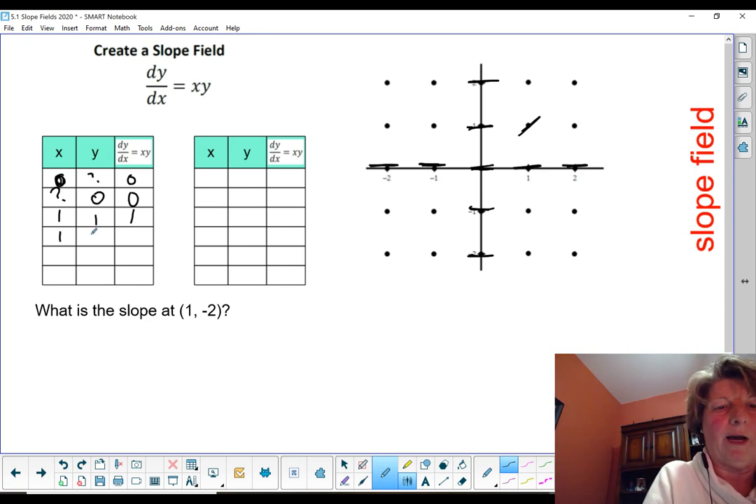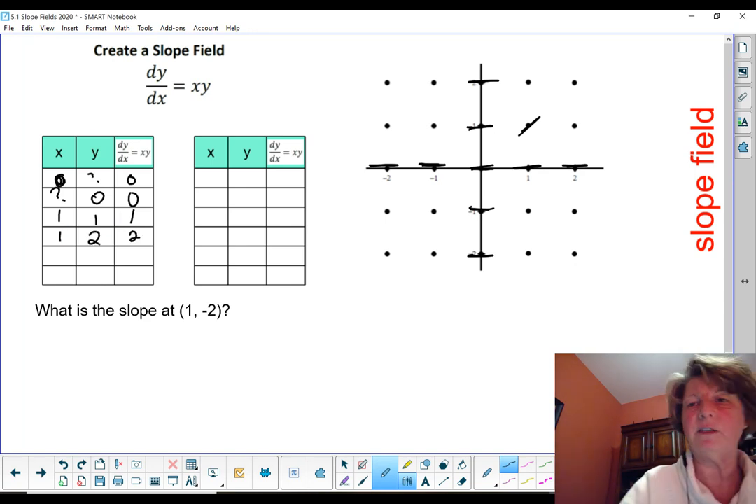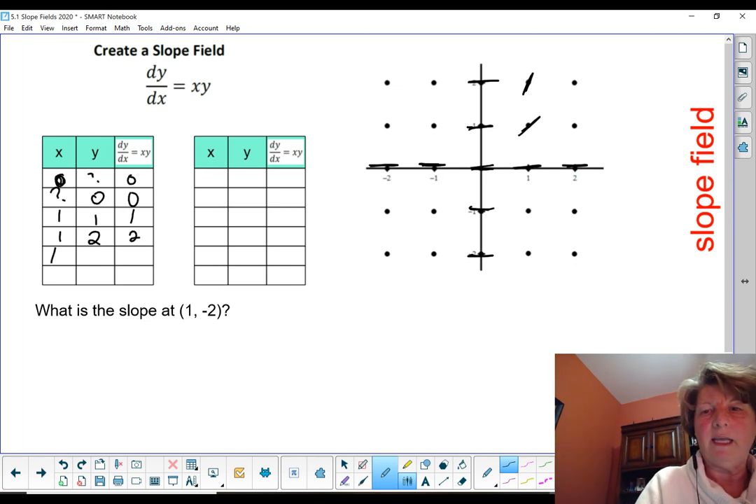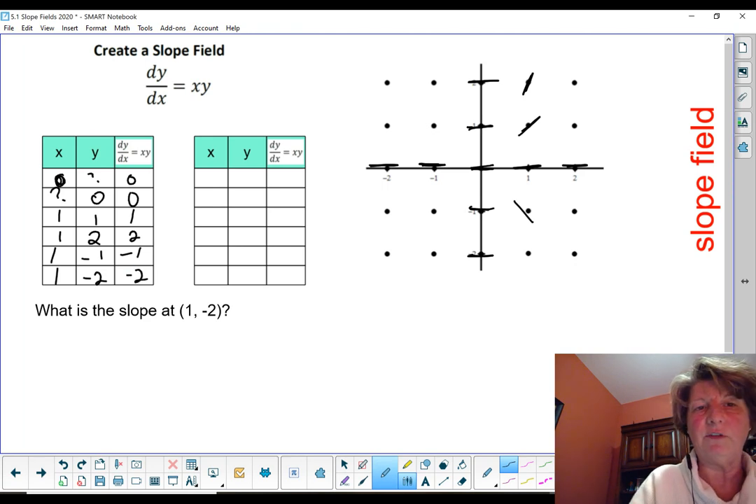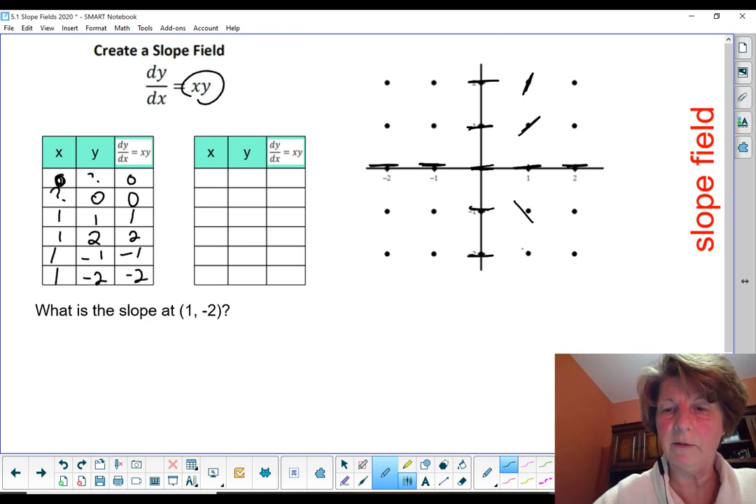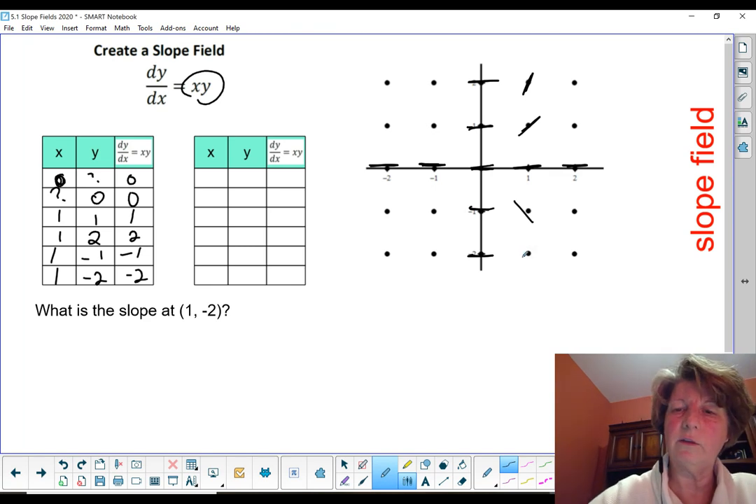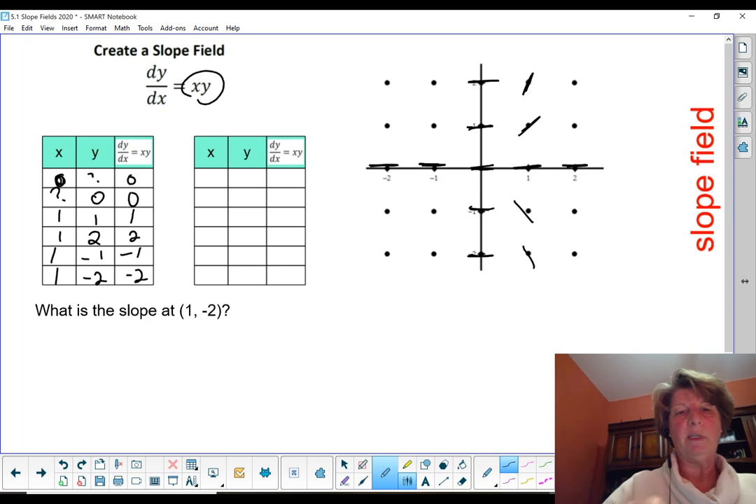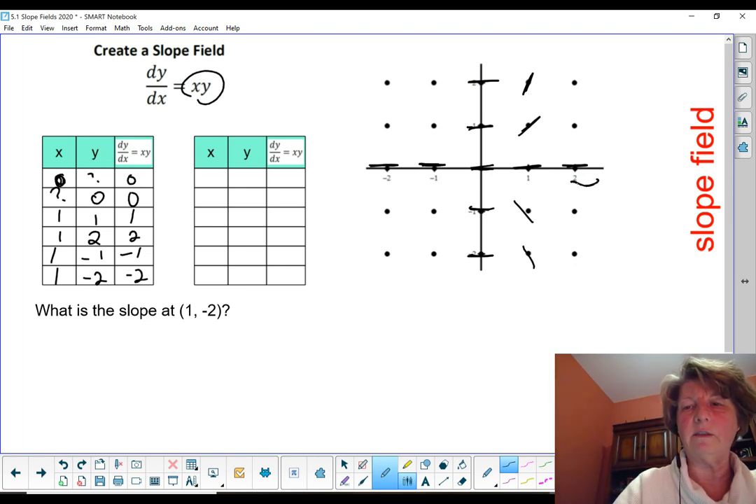When x is 1 and y is 2, I have 1 times 2, I get 2. So now when x was 1, I need a little bit steeper slope, a slope of 2. When x is 1 and y is -1, I would get -1 slope. And when x is 1 and y is -2, I'm going to get a -2 slope because I'm multiplying them, right? All right, let's go over to x is 2.